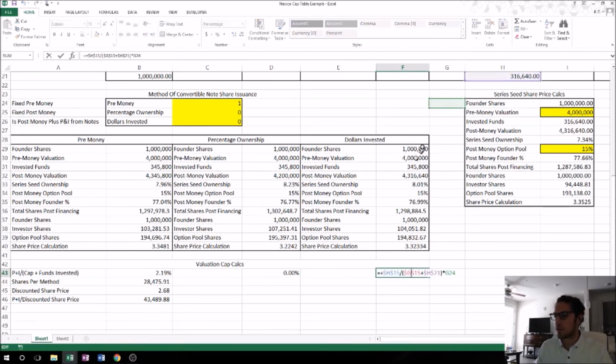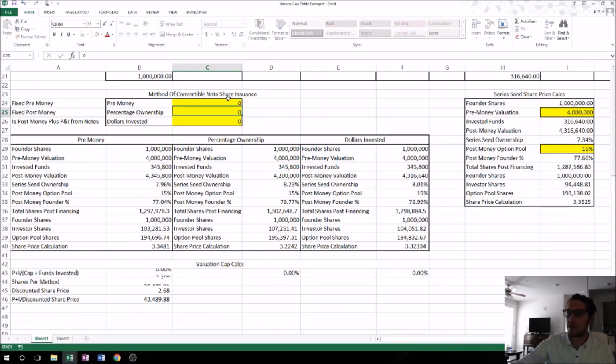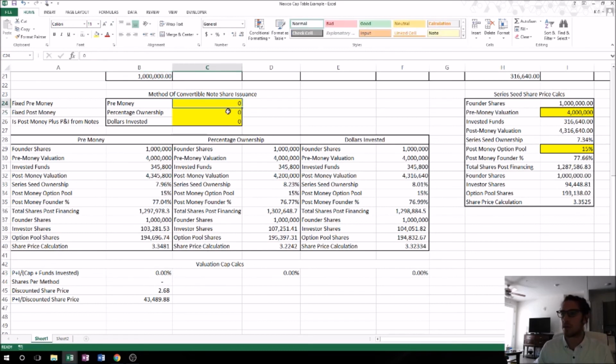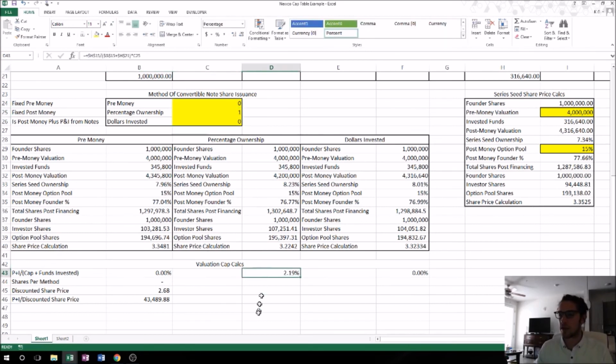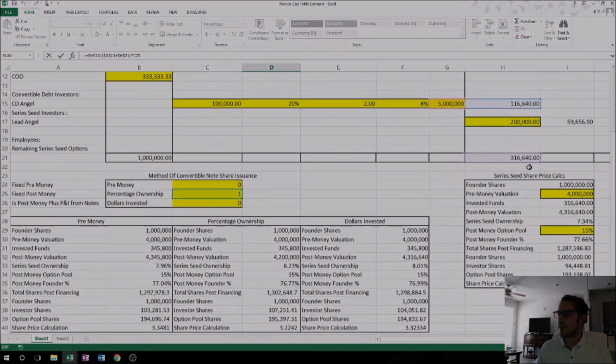So it's multiplying by 0 here, which would make it 0. And in this case, we want to do the same thing, but we want to drag it over to the dollars invested method. And that way, if we hit 0 here, this goes down to 0 right here, because now it's being multiplied by 0. If we put 1 here, then now this is working here. And it's using the same basic calculations.